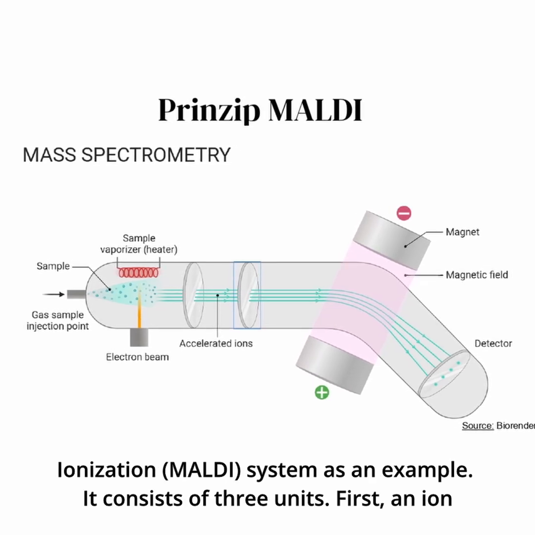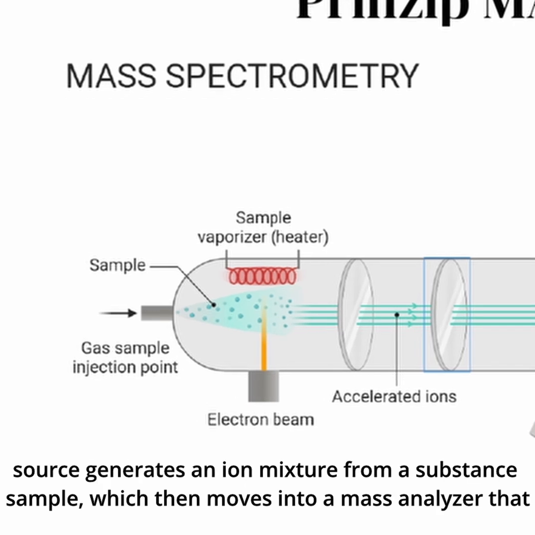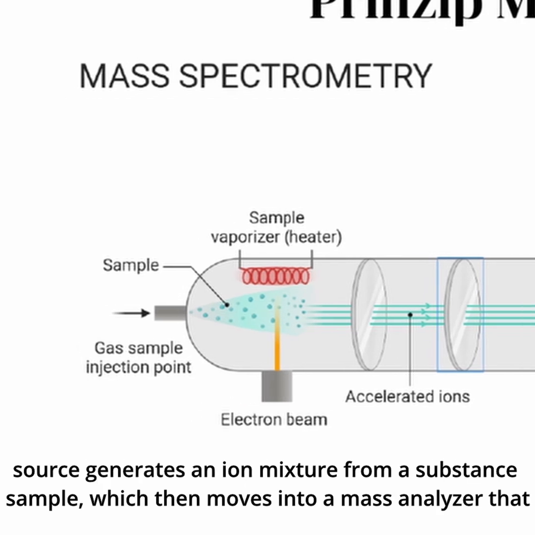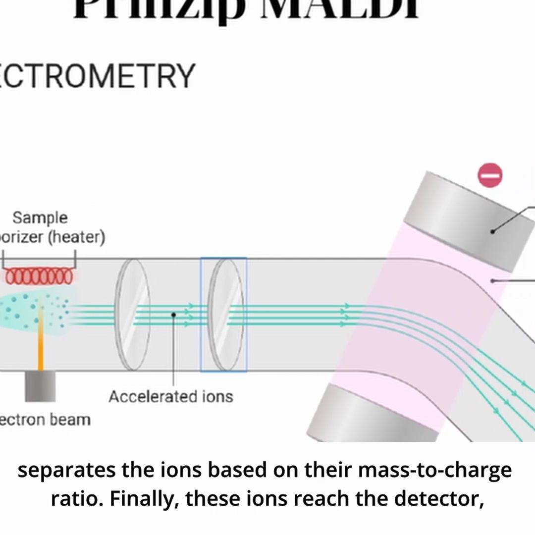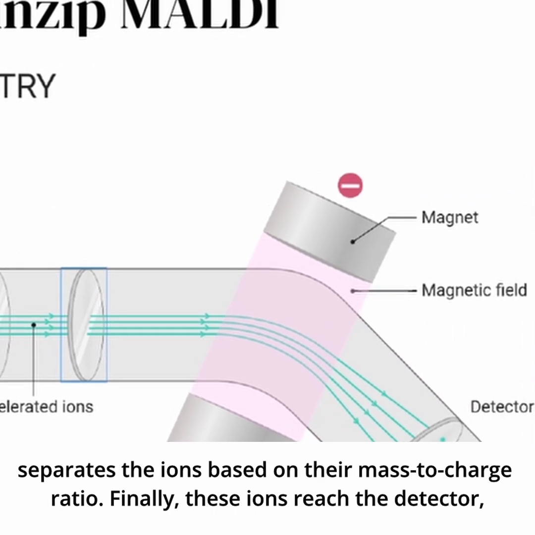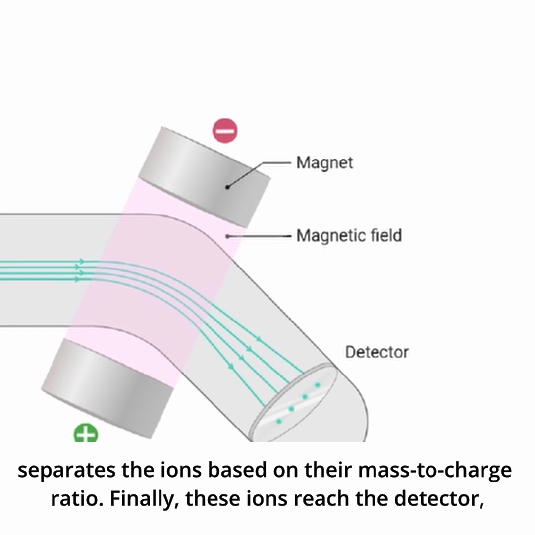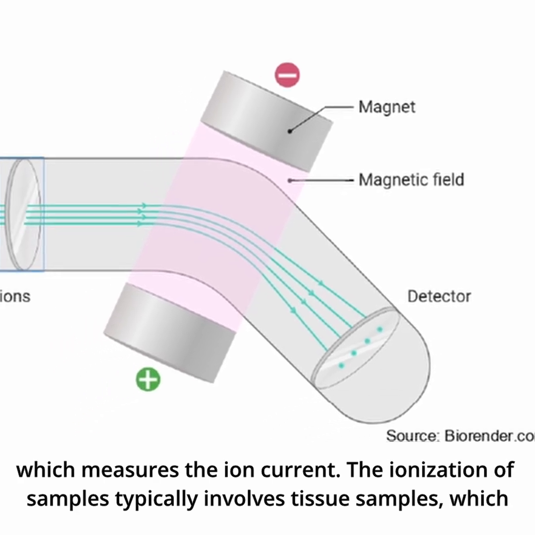It consists of 3 units. First, an ion source generates an ion mixture from a substance sample, which then moves into a mass analyzer that separates the ions based on their mass-to-charge ratio. Finally, these ions reach the detector, which measures the ion current.